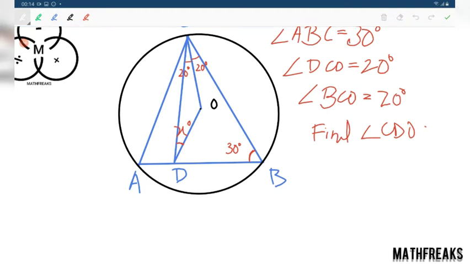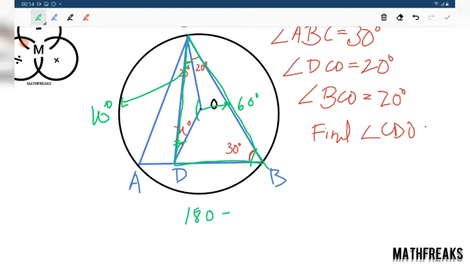I hope that we all have already found the angle, because this is a very easy question. This angle is 30 degrees. From this chord, if we assume, then this angle will be 60 degrees. This is 20 degrees. Then this x will be simply 180 minus 60 degrees minus 20 degrees equals 100 degrees.